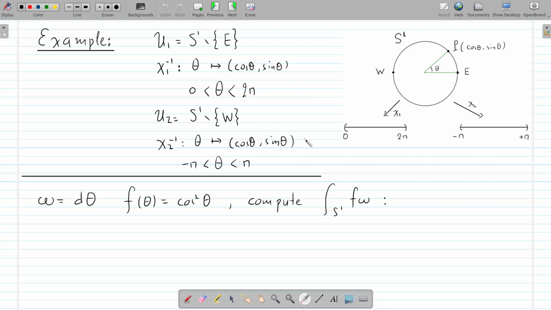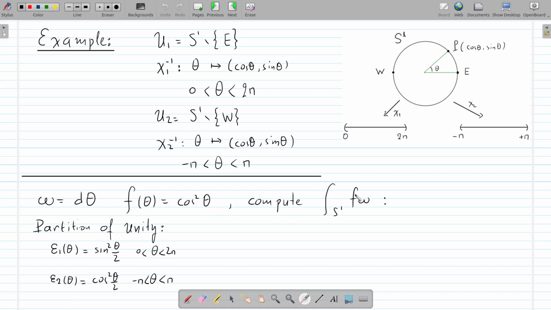So let's make sense of an integral over the circle. First, we have to pick up a volume form, which is taken to be d theta. Of course, you see that this defines an orientation because the positive orientation is going around the circle in this direction and not in that direction. And let's choose the function f of theta to be integrated with respect to that volume element to be cosine squared theta. So this is a function defined over the whole manifold. To compute the integral, we have to compute the integrals over the separate charts U1 and U2, and for that we need to define a partition of unity.